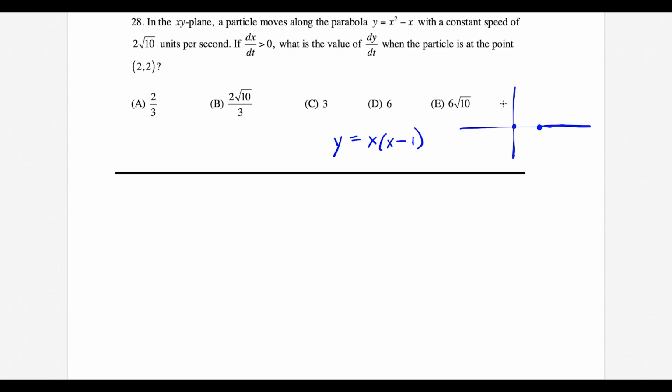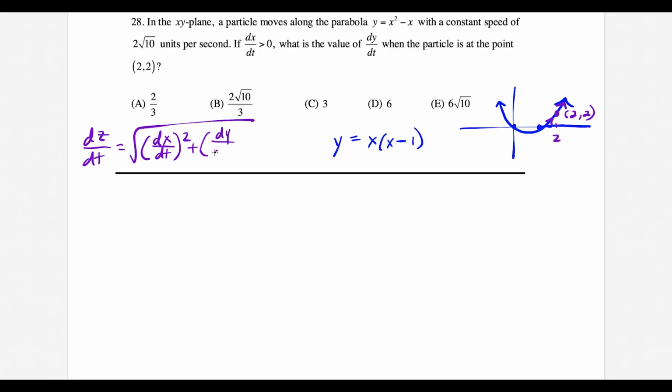So if I look at the whole picture here, this graph looks something like this. And they're saying that the particle is moving along this curve, and at the moment it's at the point (2, 2). And dx/dt is positive, which means this particle is moving in this direction here, like it's moving up the parabola this way. But what we're told is it's traveling at a constant speed of 2 radical 10 units per second. So I think of that speed, I call it dz/dt, as equal to the square root of, and it's parametric, so it's going to be the square root of (dx/dt) squared plus (dy/dt) squared.